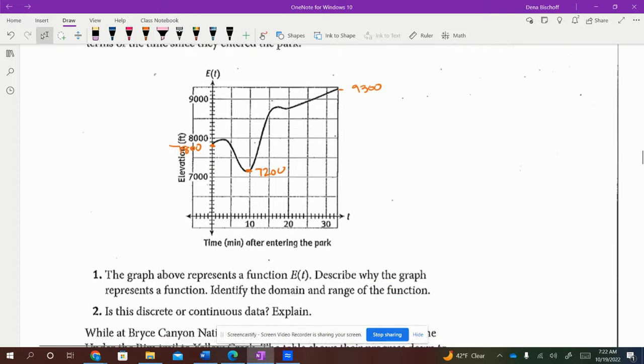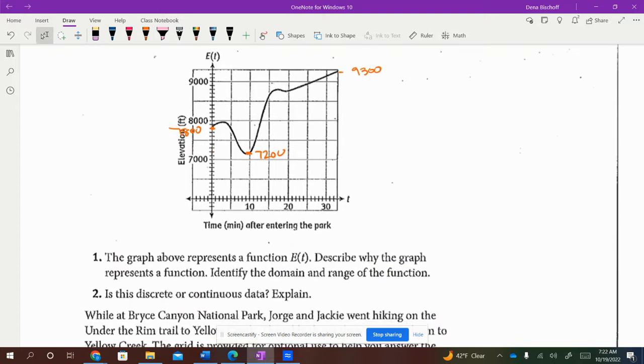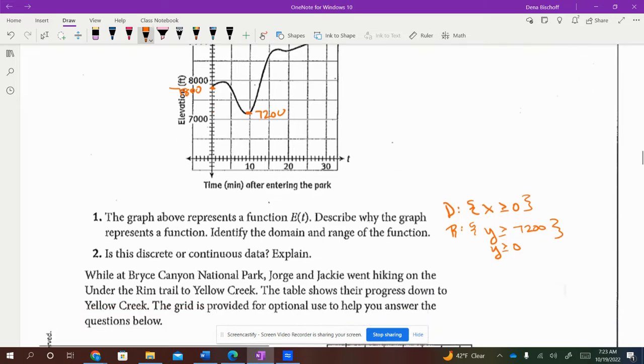Okay, so we're going to answer questions. So it says identify the domain and the range of the function. So that's the first thing that we're going to do. Well, let's see our domain. Remember, that's our x values. So all of our x values are greater than or equal to 0. Our range values, really our y values, are greater than or equal to 7,200. But we could also say that they're greater than or equal to 0, depending on how particular you want to be with the graph, okay?